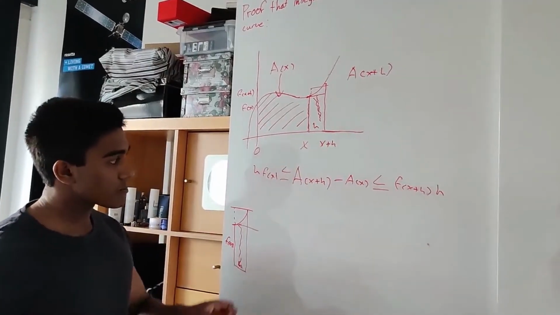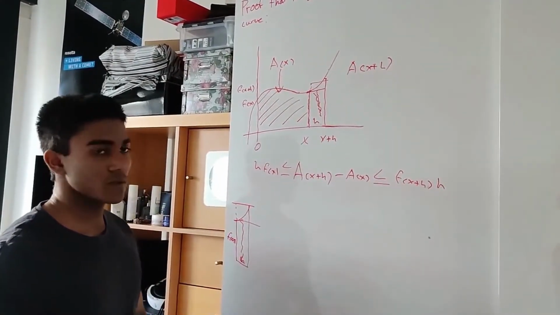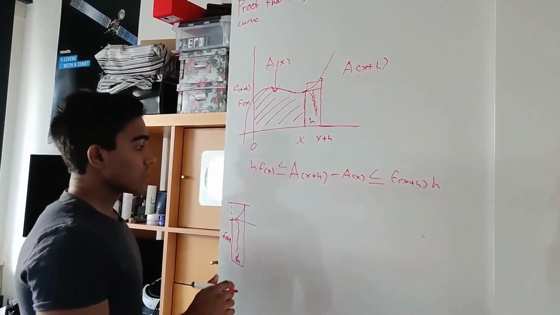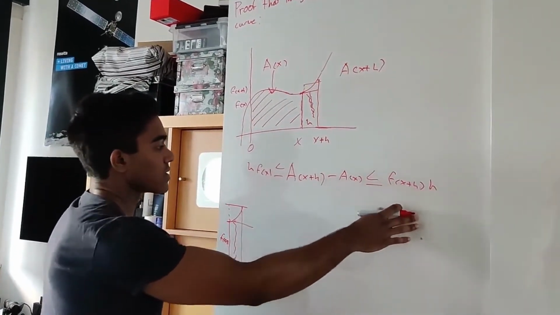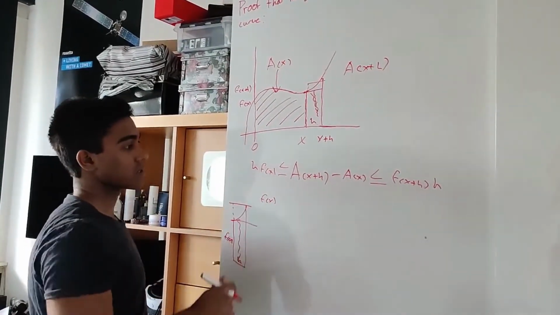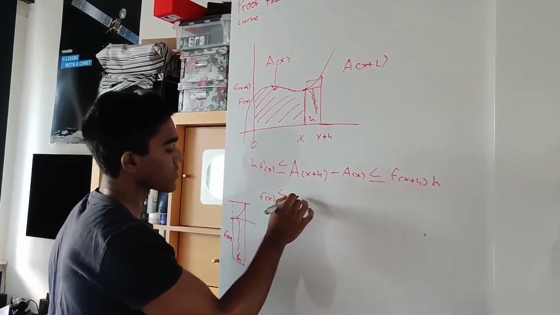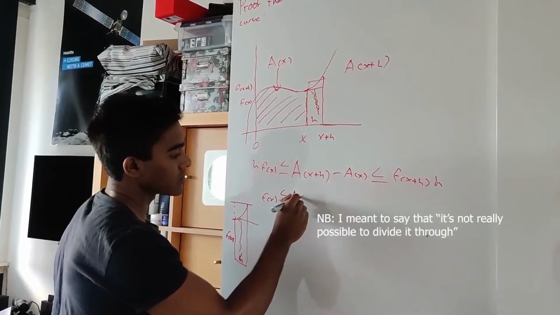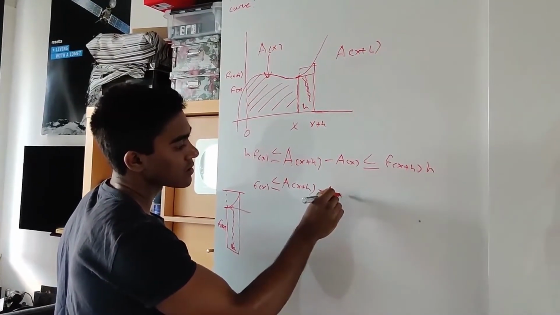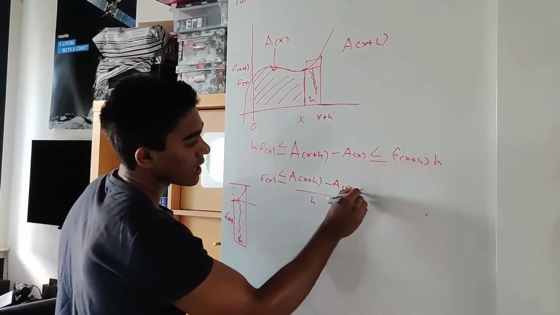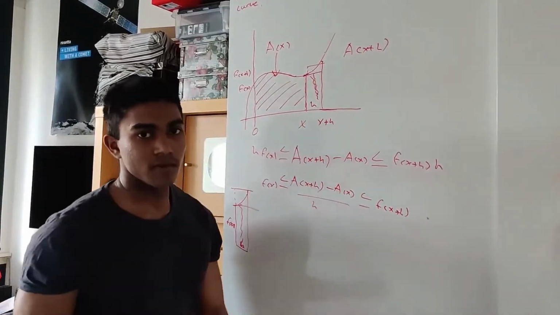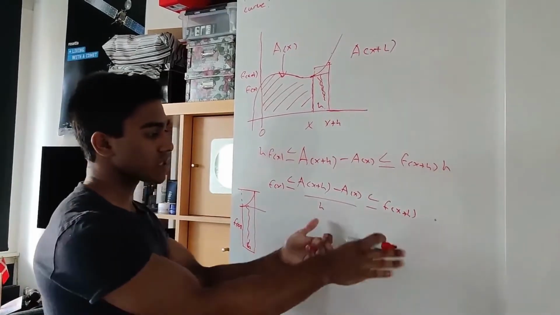Now, because this is a basic inequality, what we can do is just do whatever we want really, and what I'm going to do is divide it through by h. So we divide each and every part of it, and the first is going to look like f of x, because h and h cancel each other out. The second part I'm just going to write out because it's way too complicated to actually divide it through. So it's going to be looking like this. And the last part is going to be f of x plus h times h divided by h, so just f of x plus h.